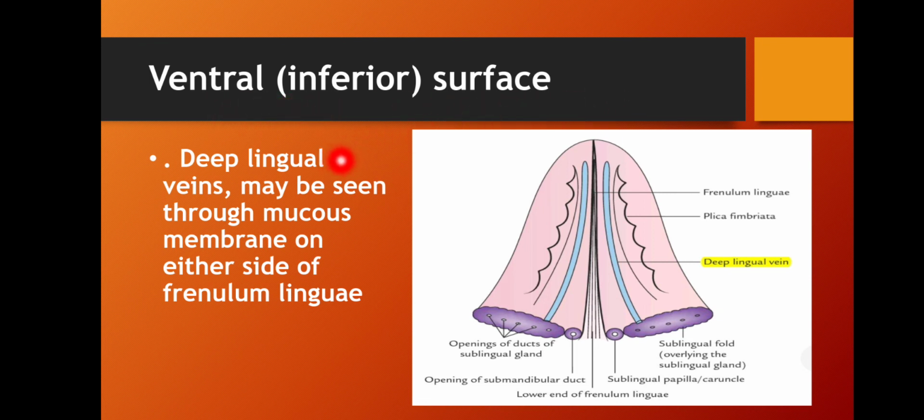Next, the deep lingual veins may be seen through the mucous membrane on either side of the frenulum linguae. See, this is the frenulum linguae, and these two are the deep lingual veins. So these two deep lingual veins are located on either side of the frenulum linguae. Okay, next.